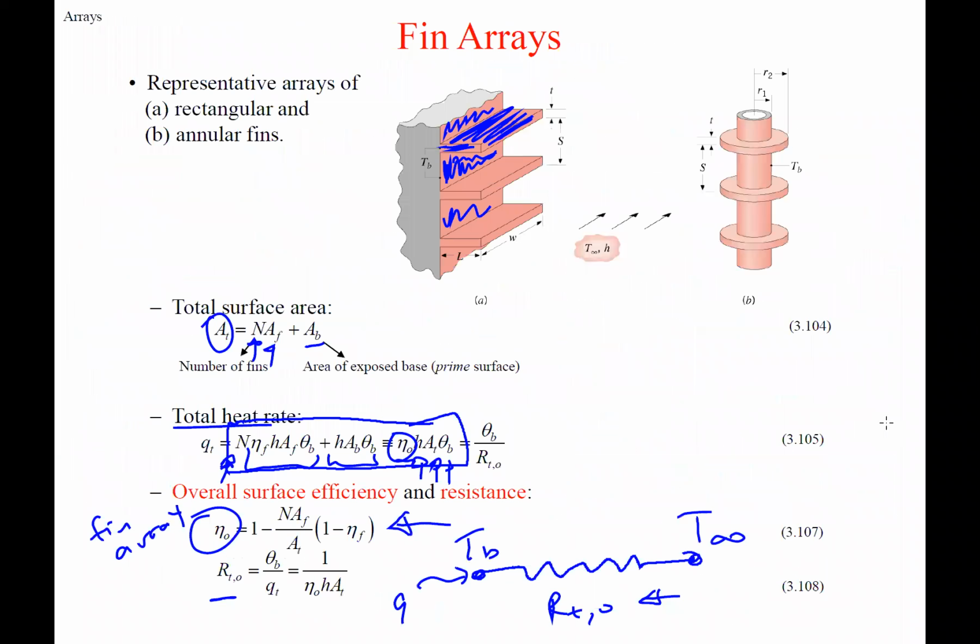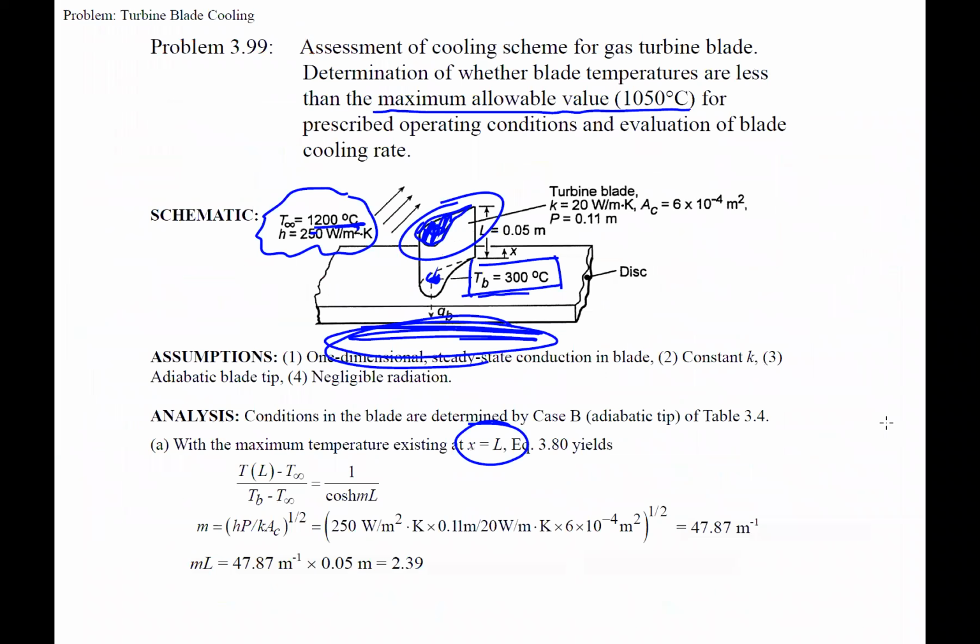So you see right here, they've already put in what the thetas are. So this is theta at L over theta base, and they've already made that 1. Okay, and then we're looking for this temperature. We have all these temperatures. We need mL.